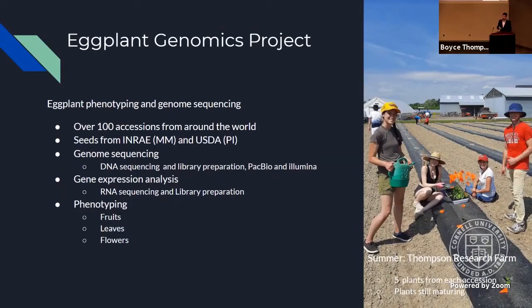Now, with that being said, I want to give a brief segue to an overall eggplant genome project, which is being headed by a postdoctoral researcher, Hamid Razifard. This is within the Frank Lab. We are sequencing about 100 accessions from around the world to get a breadth of the variety of eggplants. These seeds are coming from INRA, which is a seed bank in France, as well as the USDA. The acronyms there, MM and PI, determine which seeds came from which seed bank.